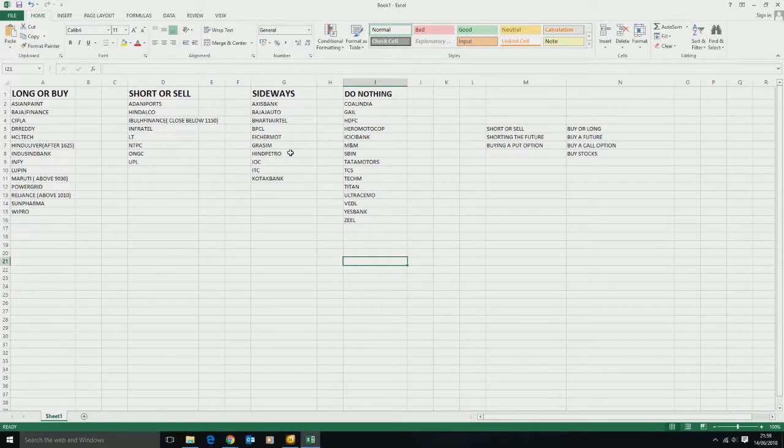So here, because if I take the candidates of short and sideways, they are pretty much more than the candidates which I have found for the long. So that's how I get a general feeling about the market, what most of these big companies which are forming this Nifty 50 are doing at present. So that's how you get a feel of this market.